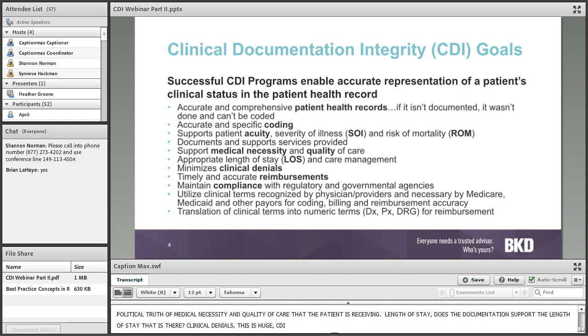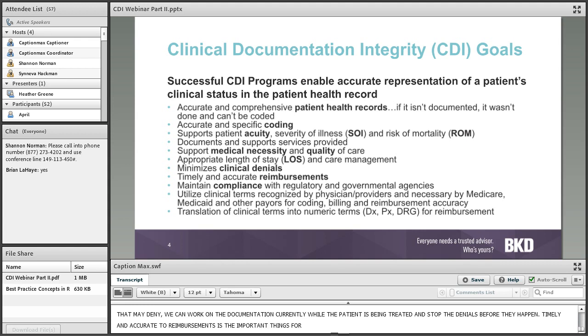Clinical denials, this is huge. CDI can help mitigate denials when there is good communication. As we know something that may deny, we can work on the documentation concurrently while the patient is being treated and stop the denials before they happen.